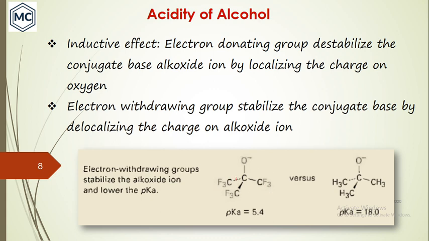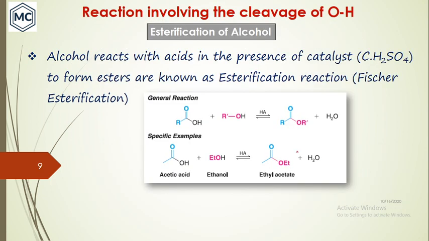All are electron withdrawing, so they can decrease the electron density over one atom and delocalize it over the whole molecule. Then it can stabilize that alkoxide ion. So an electron withdrawing group stabilizes the alkoxide and lowers the pKa. And an electron donating group donates electron density to here, and it can destabilize the conjugate base. So when you have a more electron donating group, it can decrease the acidity.